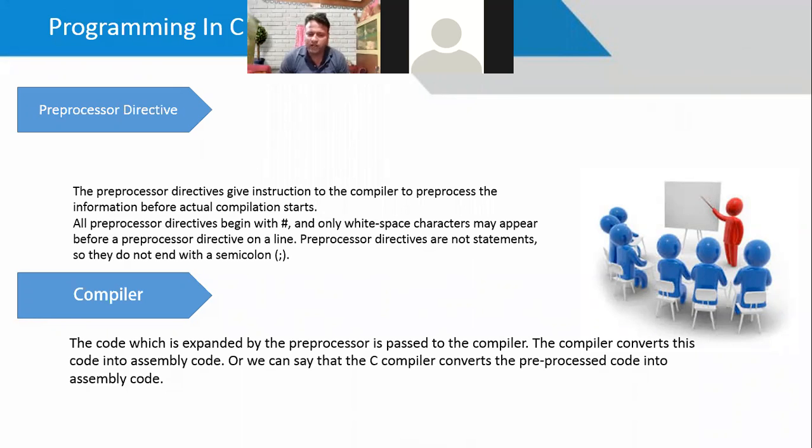The compiler converts this code into the assembly code, or we can say that the C compiler converts the preprocessor code into the assembly code. Okay, the compiler is what? Now it is converting your programming language into the machine language. Preprocessor directives give the instruction to the compiler to process information before the actual compilation starts. All preprocessor directives begin with hash, and only white space is required.